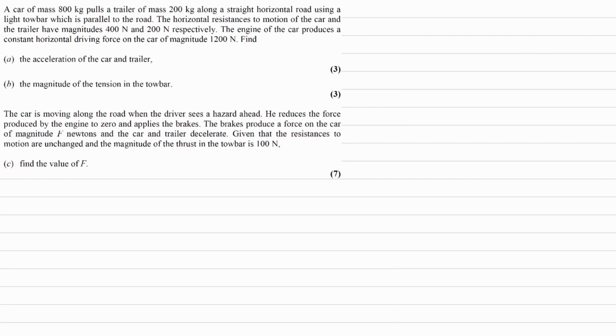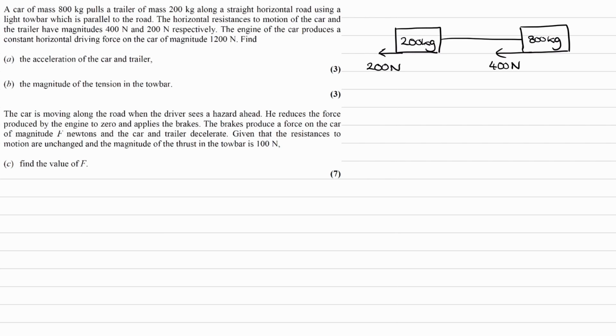We have a car of 800 kilograms that pulls a trailer of mass 200 kilograms, and it's using a tow bar to do so. We're told resistances to motion. For the car, it's 400 newtons. Let's say the whole thing's moving to the right. The resistive force opposes the motion, so for the car, it'll be 400 newtons towards the left, and for the trailer, it'll be 200 newtons towards the left as well.